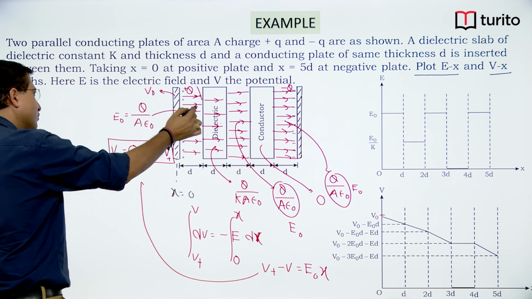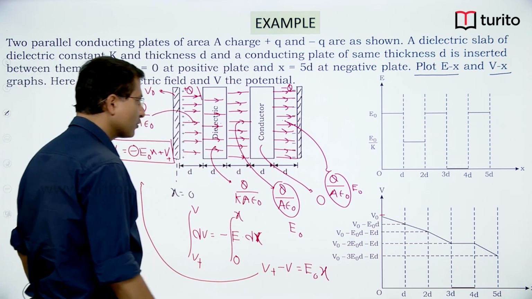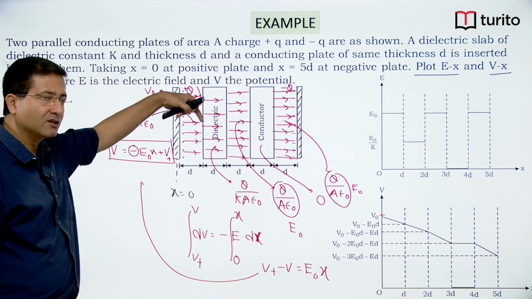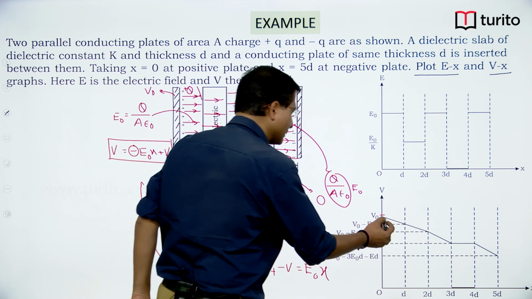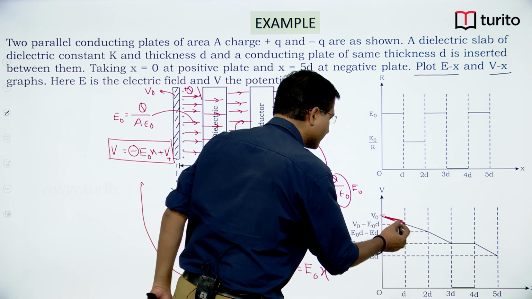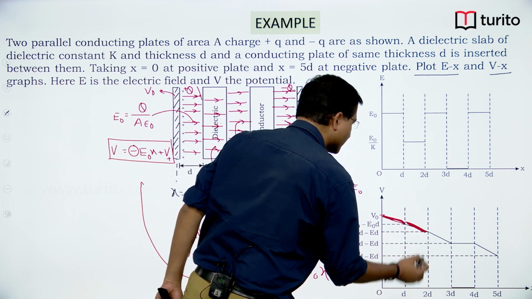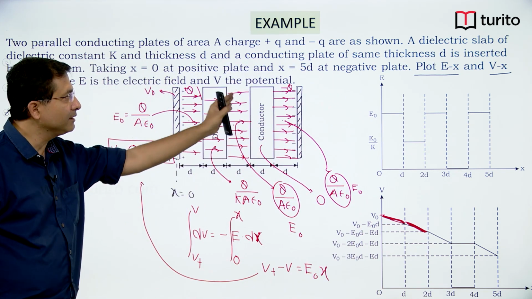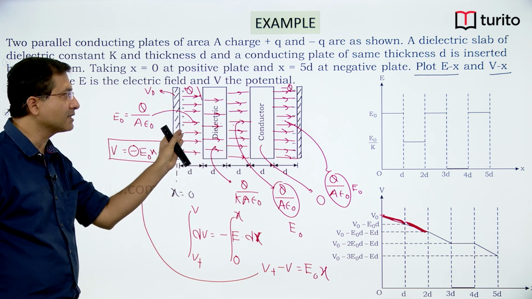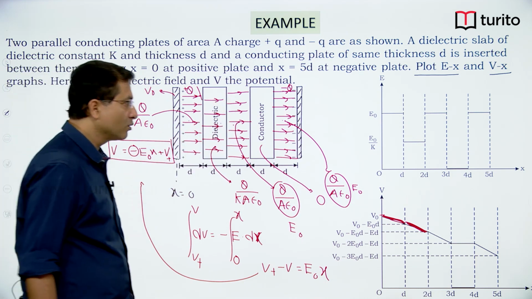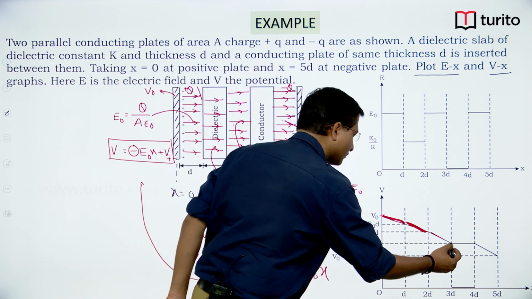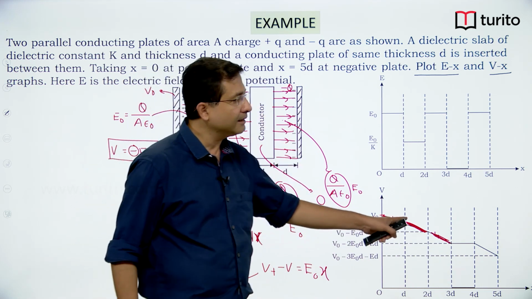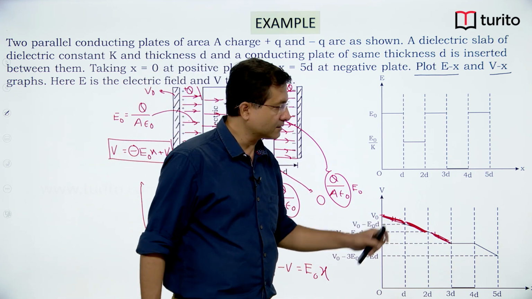From V naught I go to this one, the potential decreases as I am going along the field, and then suddenly there is a change in the slope. So the slope of this line is different from the slope of this line, right. And then when I cross this one, again I will be in the region where the field is the same as the previous one, E naught. So the slope of this line will be the same as the slope of this line. So these two will have the same slope, and here the slope will be something less.